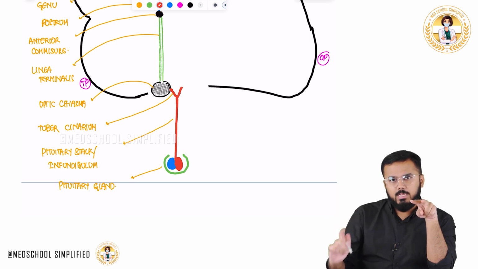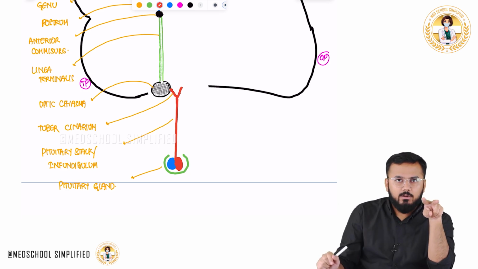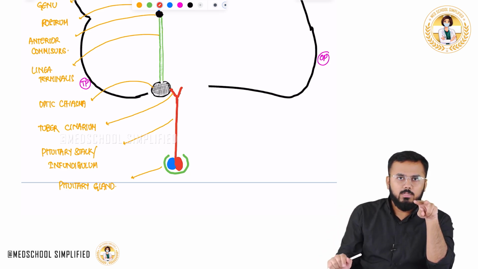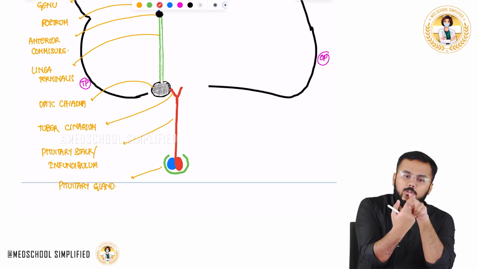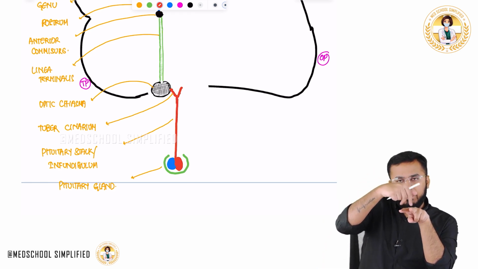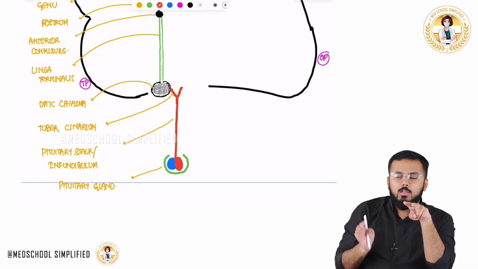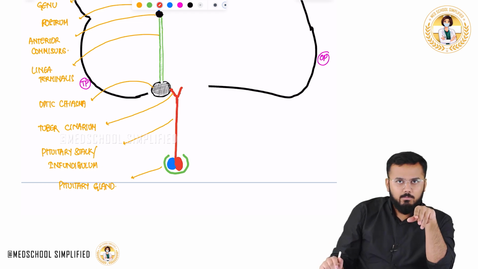But if I am looking from the side like this, I can see only one mammillary body, that is this finger. If I am looking from the left, then also I can look at only one mammillary body. If I am looking from the top, I can see two. If I am looking from the front, I can see two. If I am looking from below, I can see two. But from the sides, you can see only one mammillary body.